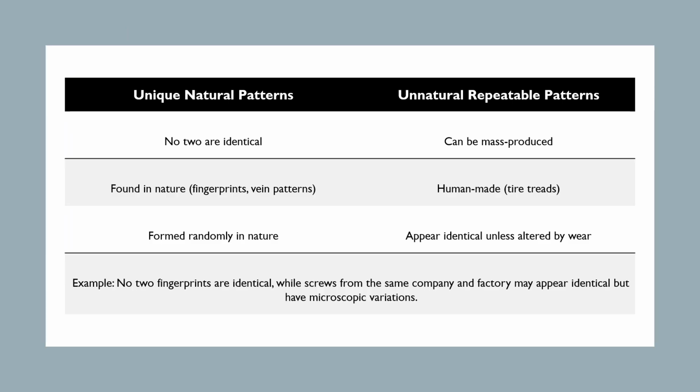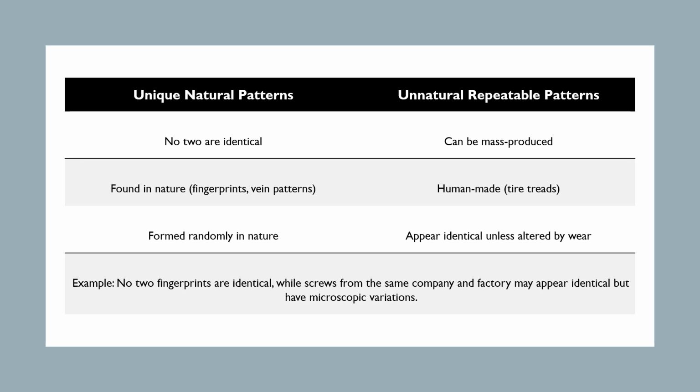There are two concepts that are important to distinguish between, and that is unique natural patterns and unnatural repeatable patterns. Unique natural patterns, such as fingerprints and vein patterns, are inherently different between individuals. No two fingerprints are the same.